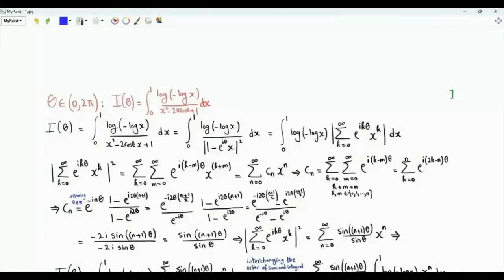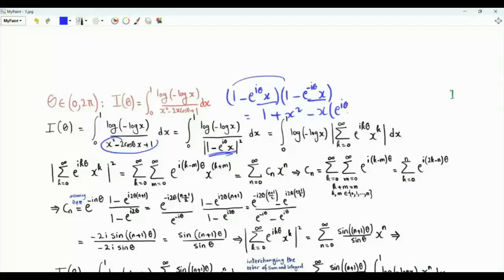The first step is to note that the denominator can be written as the magnitude squared of 1 minus e to the i theta x. This magnitude squared is 1 minus e to the i theta x times 1 minus e to the minus i theta x. This is 1 plus x squared minus x times e to the i theta plus e to the minus i theta. This is 2 cosine theta.